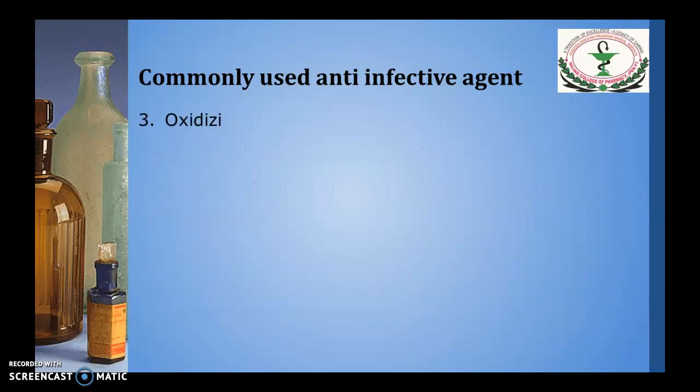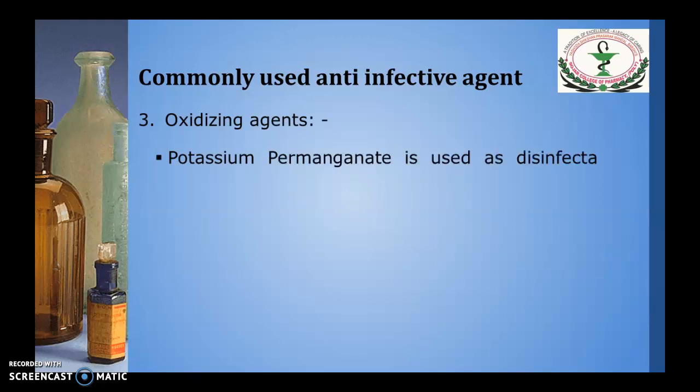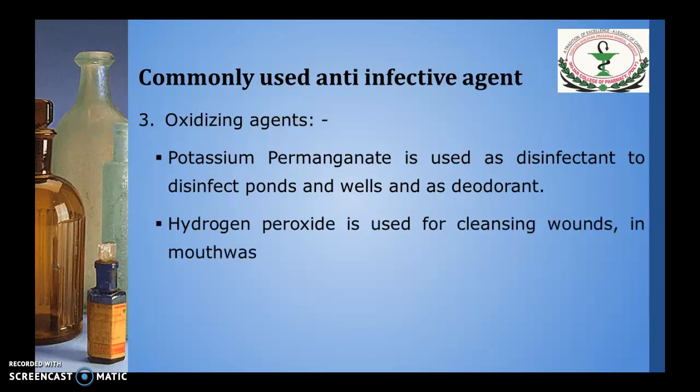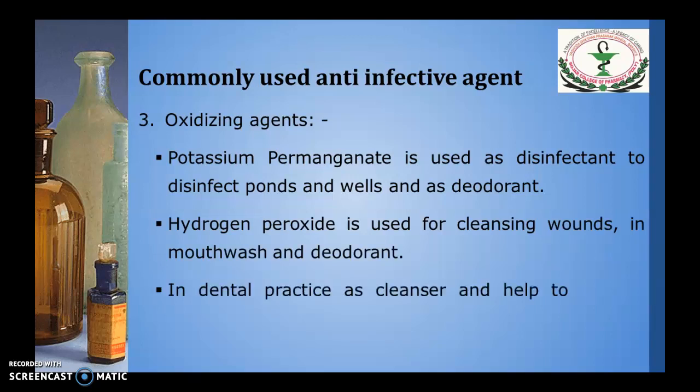Third class is oxidizing agents. Potassium permanganate is used as a disinfectant to disinfect ponds and wells and also as a deodorant. Hydrogen peroxide is used for cleansing wounds, in mouthwash and in deodorant. Also in dental practice as a cleanser and helps to remove stain from teeth.